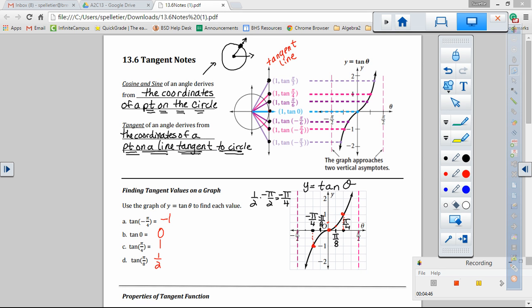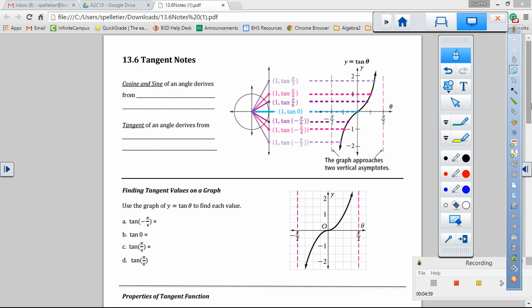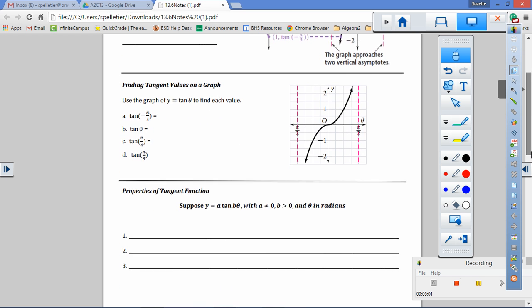Okay, so we just read the graph, find the point, and go up or down until you hit the tangent function, and then decide what the rise or how far up or how far down it is. Okay, now we're going to talk about the properties of the tangent, and then we're going to go ahead and try to practice graphing with you.